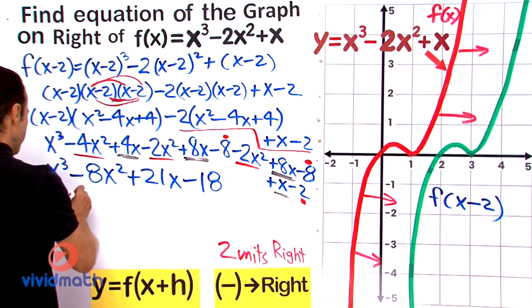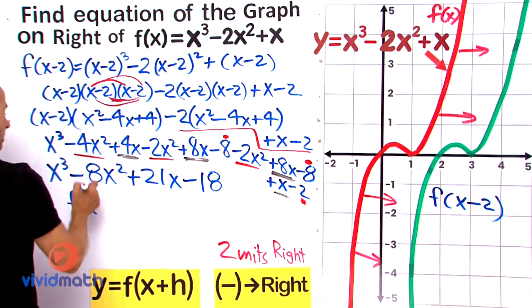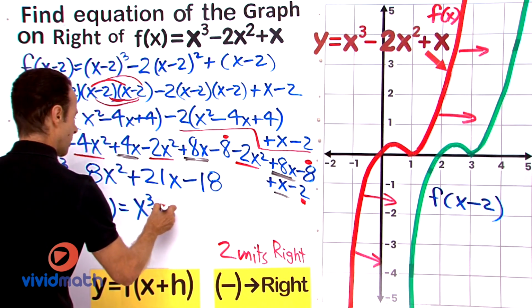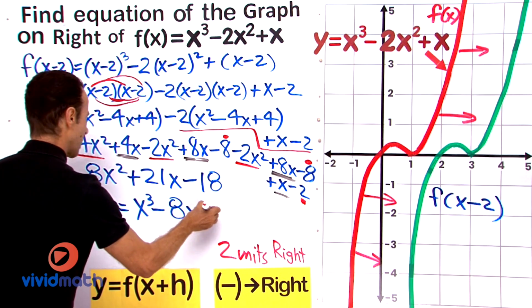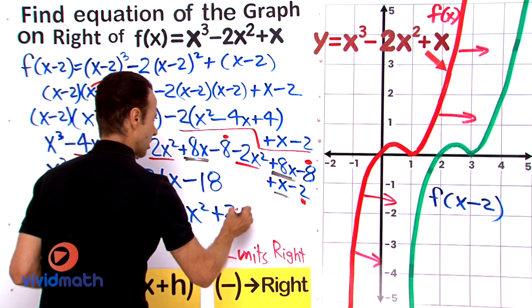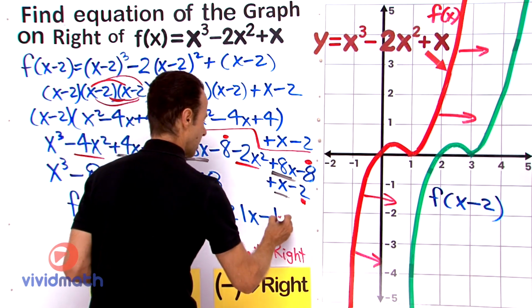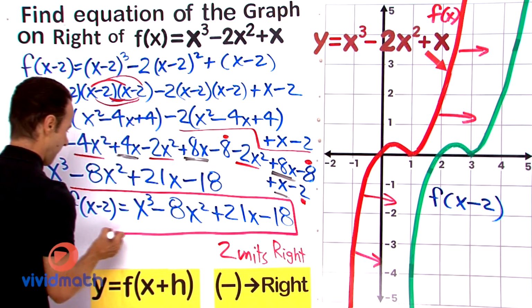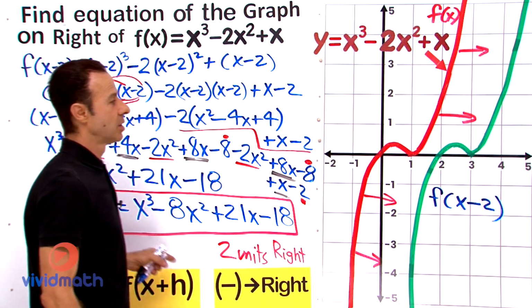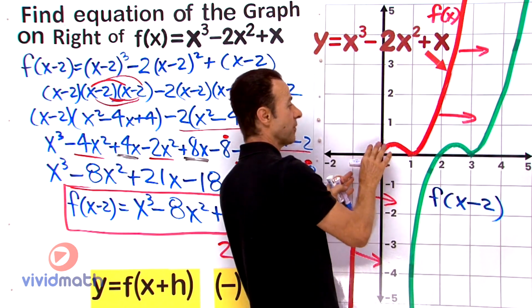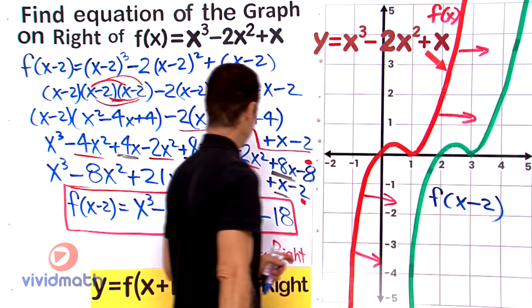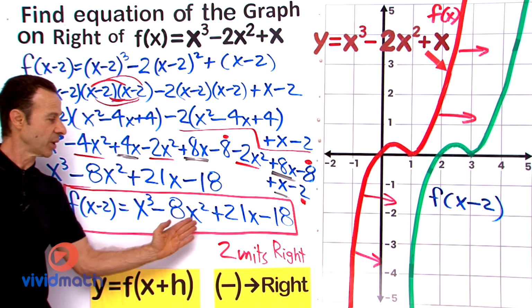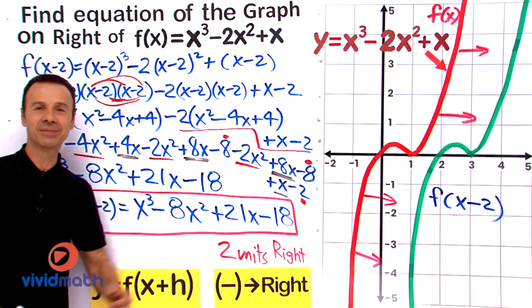There you have it. So function x minus 2 is equal to x cubed minus 8x squared plus 21x minus 18. Okay, there we have it. So the equation over here on the right, that's the previous one, shifted to the right, function x minus 2 is, and I'll just read it to you, x cubed minus 8x squared plus 21x minus 18. Hope that helps.